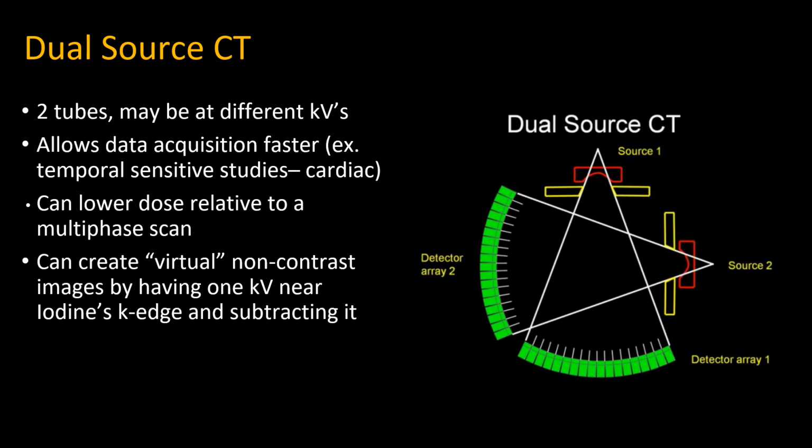Another concept we'll cover quickly is dual source CT. These have 2 tubes or X-ray sources which may operate at different kVs. This allows faster data acquisition and it can provide a lower dose. We can also create virtual non-contrast images by having 1 kV near the K edge of iodine and subtracting it from the other. Let's look at that.